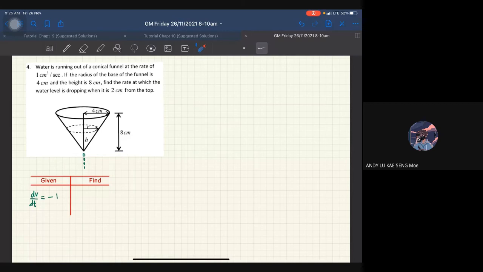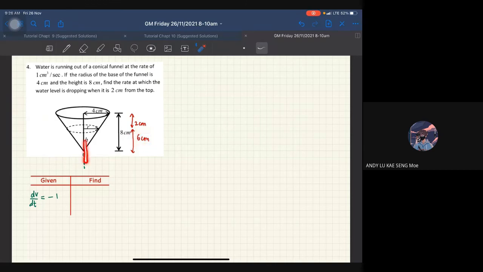Okay, so dia minta kita cari rate at which the water level is dropping. So dekat situ sebenarnya adalah dH over dt. Okay, so this one, rate at which the water level is dropping. So water level adalah height. So dia nak kita cari dH over dt. dH over dt when it is 2 cm from the top. When H is equal to 6.